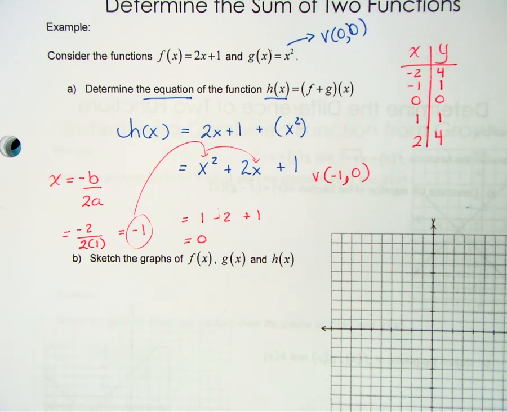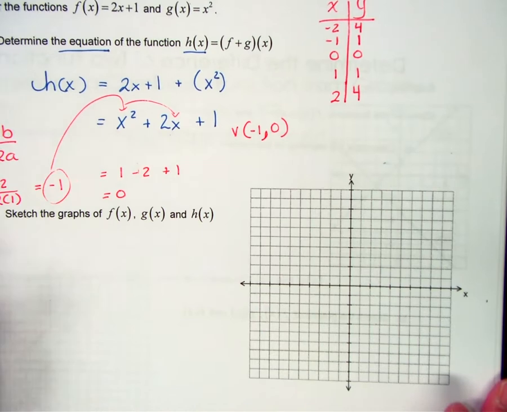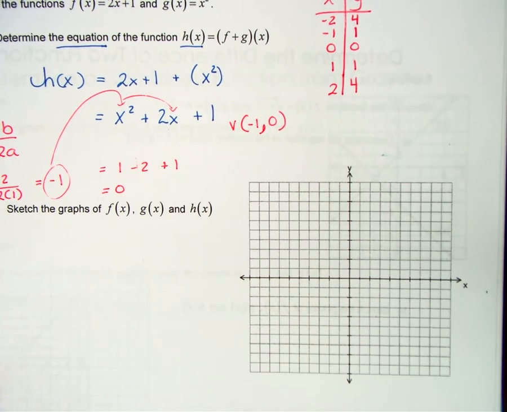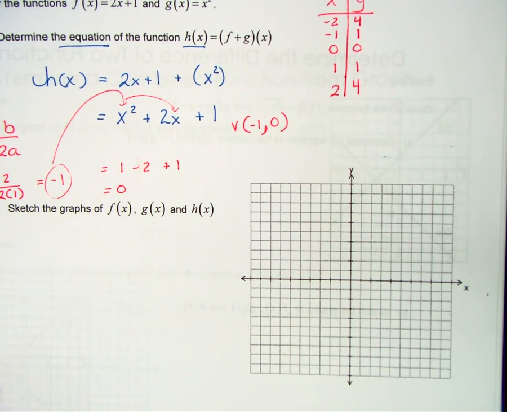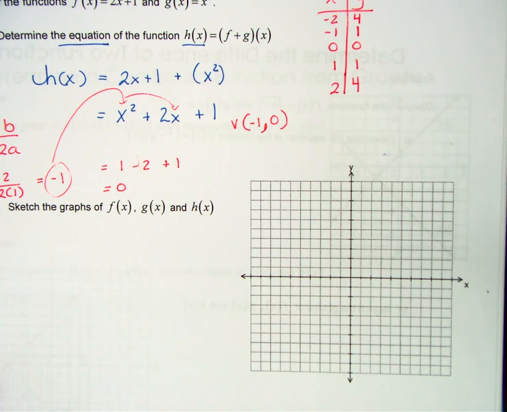Okay, let's graph. When you are putting more than one function on the same coordinate plane, you have to make sure they're labeled. You can label them f of x, g of x, and h of x. You don't have to put the entire equation.